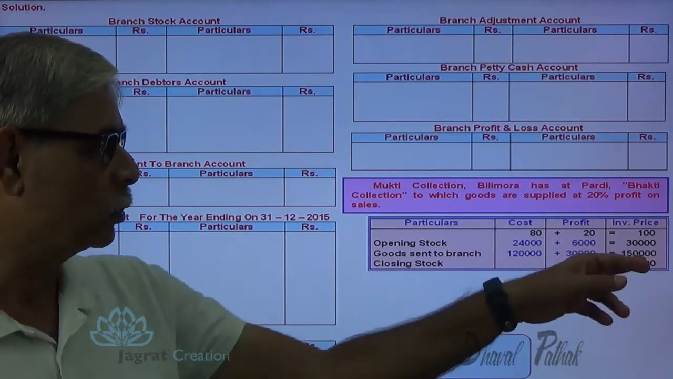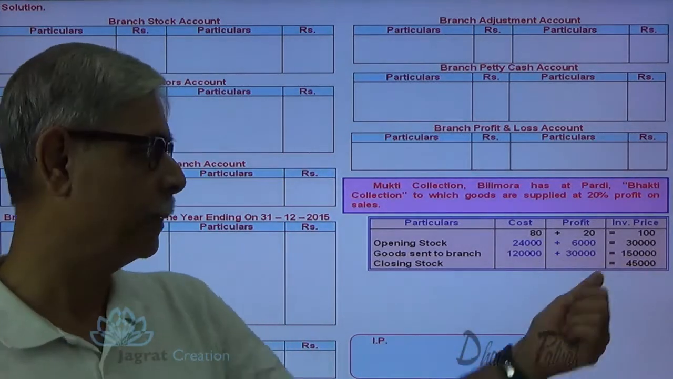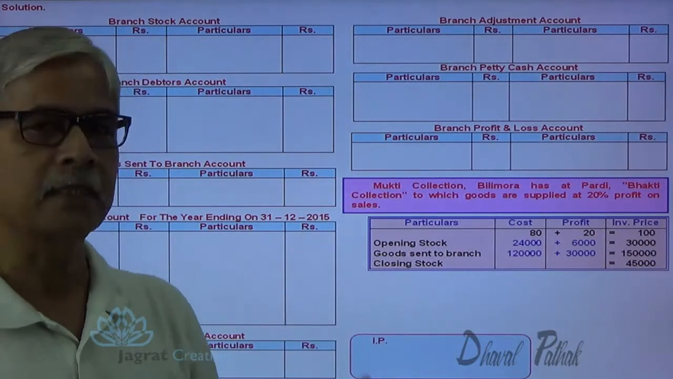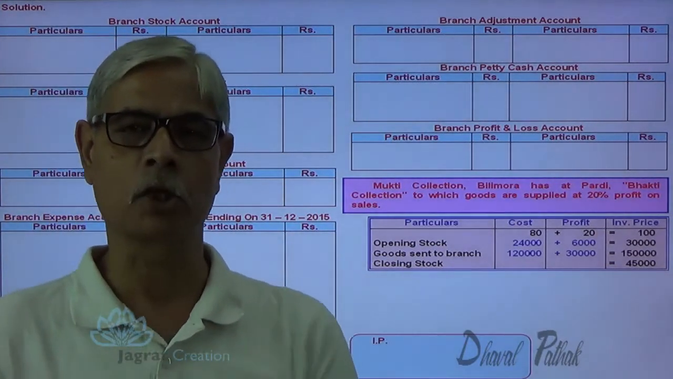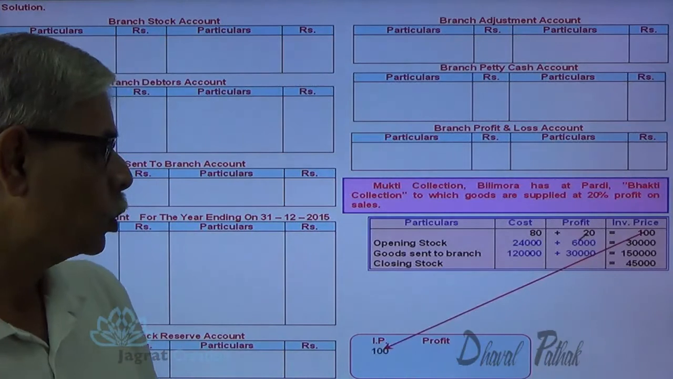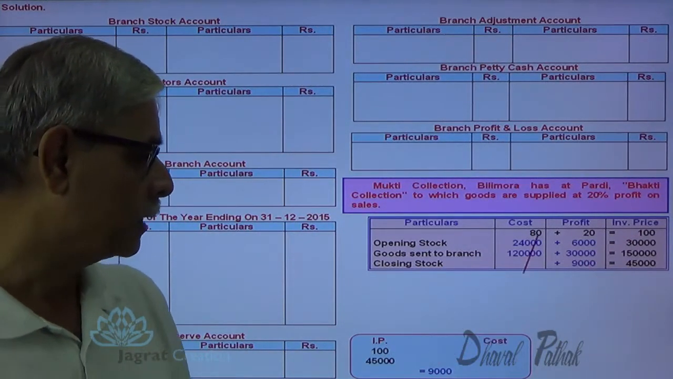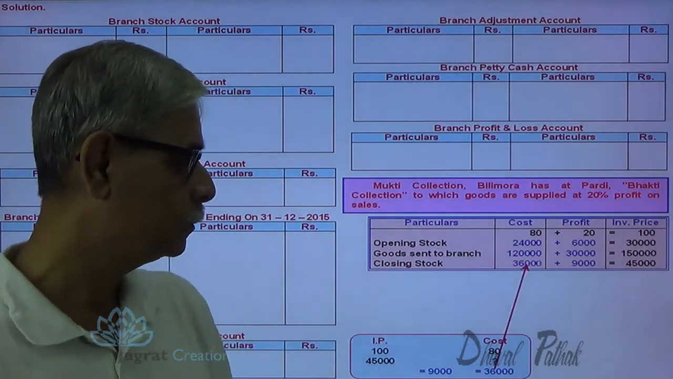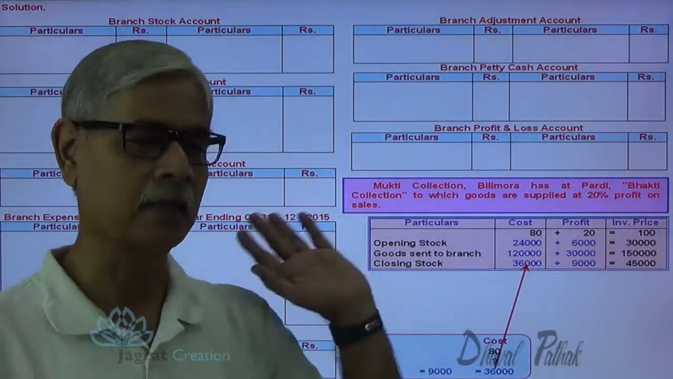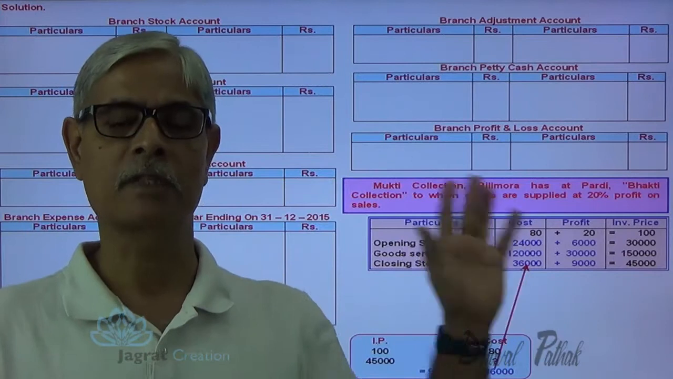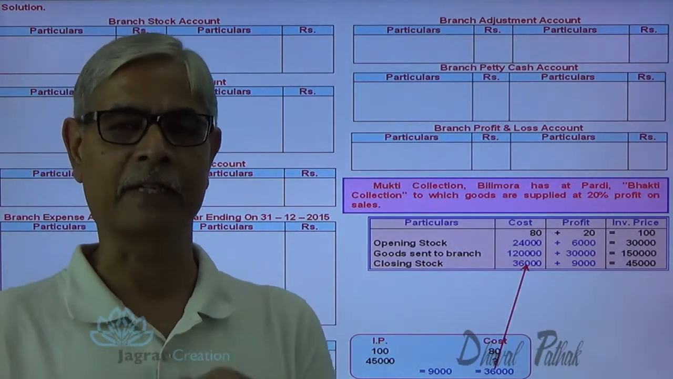Same way you can work out the profit element and cost element in this 45,000, that is the valuation of closing stock at an invoice price. So 100 is to 20, how much for 45,000? 9,000. And 36,000 is the cost. So 45 minus 9, 36,000 is the cost. So this is how I have prepared the first working note.